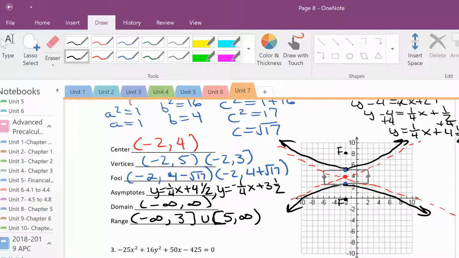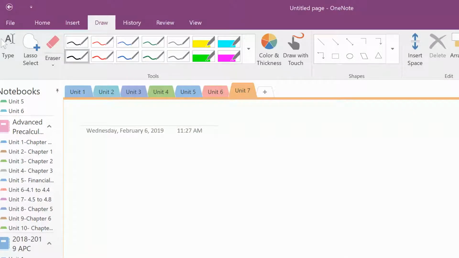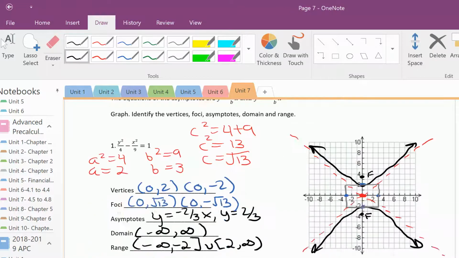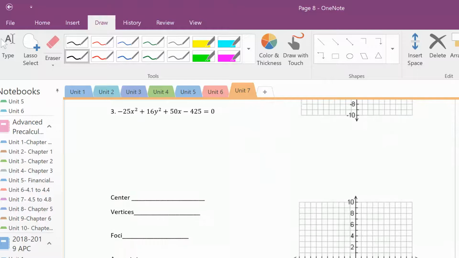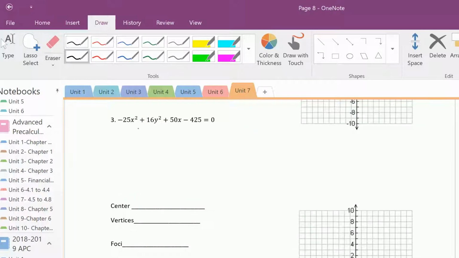All right, the next one. You have to complete the square first. Since the y squared is positive, we're going to make that in front. So it's 16y squared minus 25x squared plus 50x, and then we're going to move the number over, so it's 425.